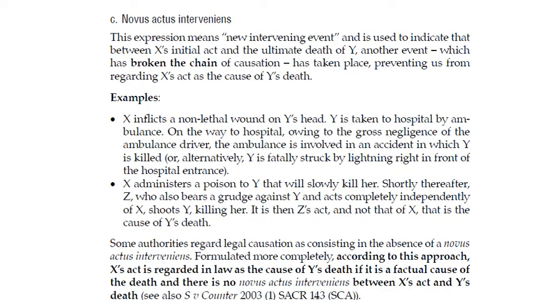Hey guys, this one is difficult for me to explain, but I understand it and I think you understand it too, because it's quite simple and straightforward. I just don't know how to put it in words. It says here, the novus actus interveniens, okay? It is an act or what?